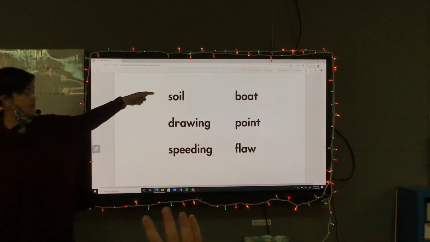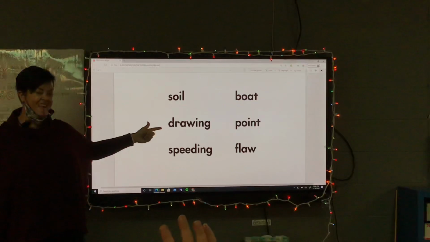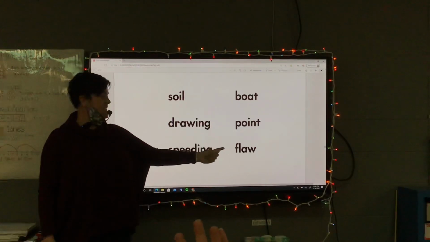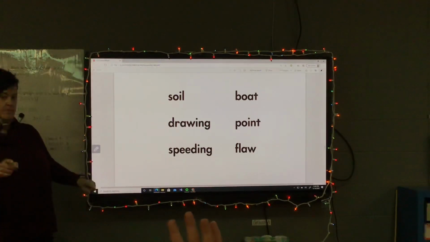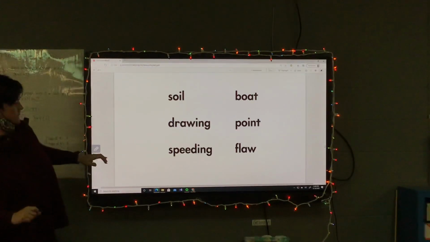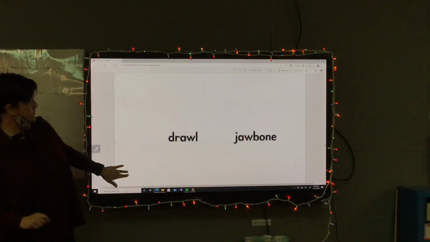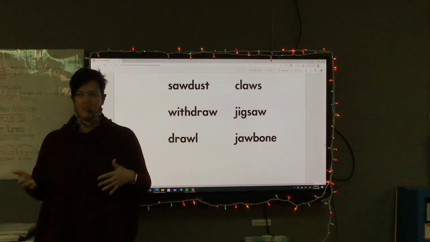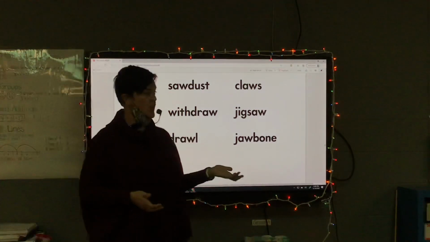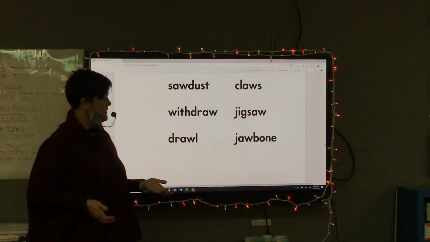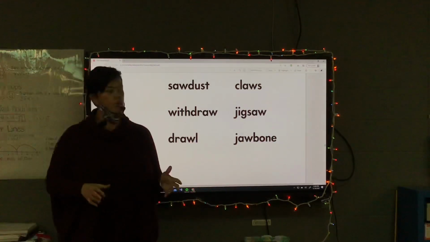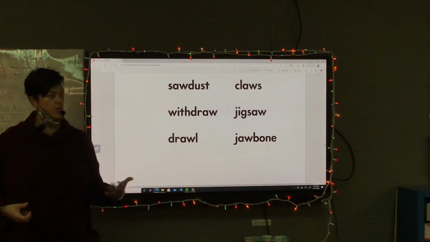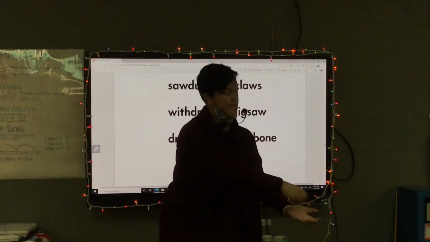Okay, let's read through them. Soil, drawing, speeding, boat, point, flaw. What's the word that had drawing in it that was before this one? Drawl. When I think of drawl, I think of someone that has an accent. Some people say they have a southern drawl. Withdraw. If you withdraw from something, you get out of it. Or if you withdraw money from your bank account, you take money out of it.